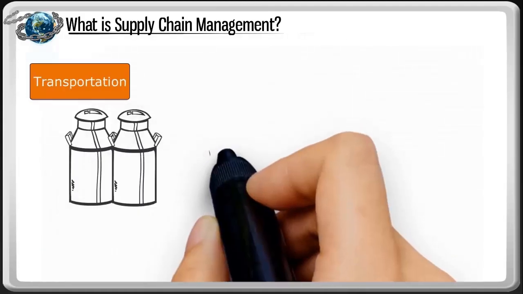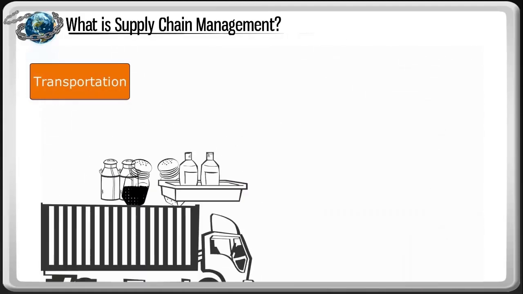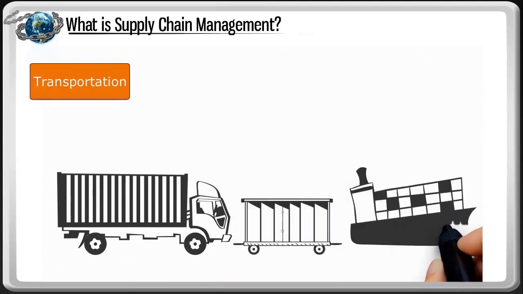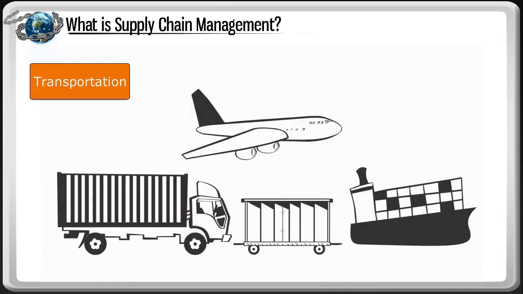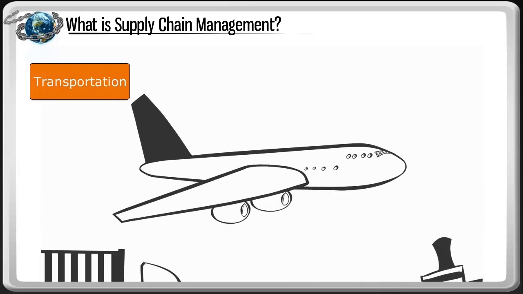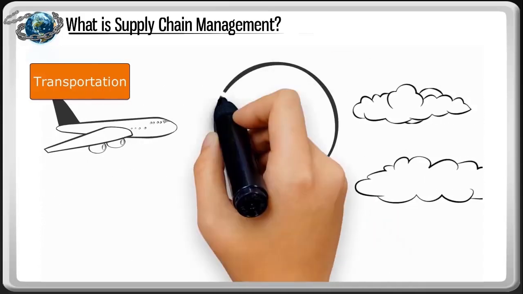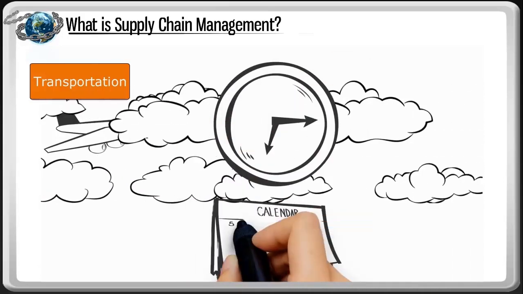It's important to move the milk and the other ingredients with the most appropriate type of transportation, whether that's a semi-truck, a rail car, a boat, or an airplane. Picking the right transportation method is an important decision that's made by transportation coordinators. They must make sure the ingredients arrive on time to meet the scheduled delivery date.